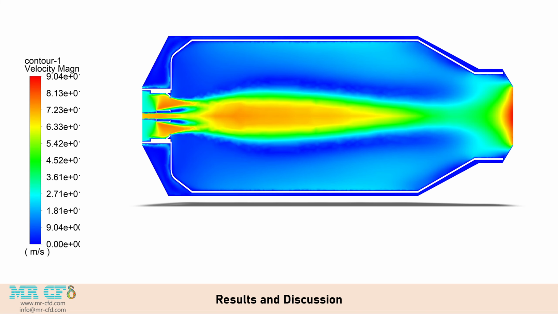The velocity magnitude contour displays peak velocities of about 90 meters per second in the core flow region. Lower velocities are observed near the walls due to boundary layer effects and in recirculation zones. These recirculation zones likely contribute to flame stability and improved combustion efficiency by providing additional residence time for reactants.